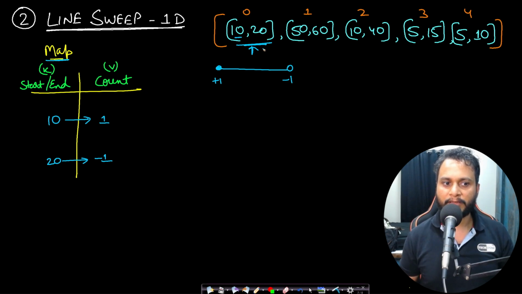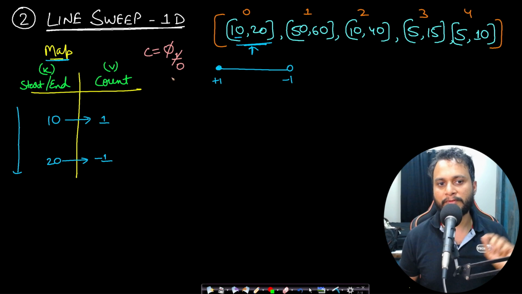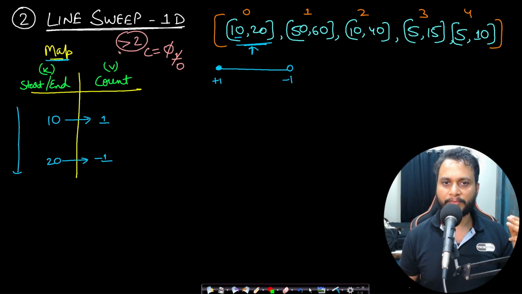So in this case, first I will input this interval into the map, and then I will count the overlaps. I will keep a counter equal to 0 initially, and when I reach 10, my count becomes 1, and when I reach 20, my count becomes 0. At any point of time, if the value increases beyond 2, that means there is a triple overlap, right? And that is why I will say that the interval is not allowed. But in this case, there is no triple overlap, so this is allowed.